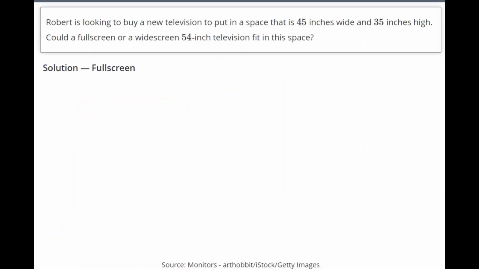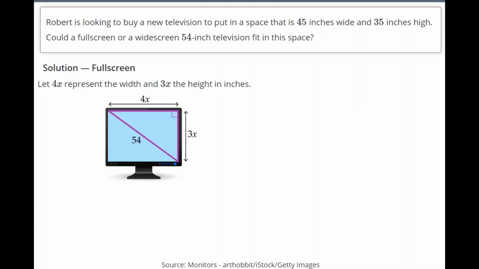Example 4. Robert is looking to buy a new television to put in a space that is 45 inches wide and 35 inches high. Could a full screen or a widescreen 54-inch television fit in this space? Let's consider first the full screen, and we know that the aspect ratio for the full screen is 4:3. So let 4x represent the width and 3x the height in inches.